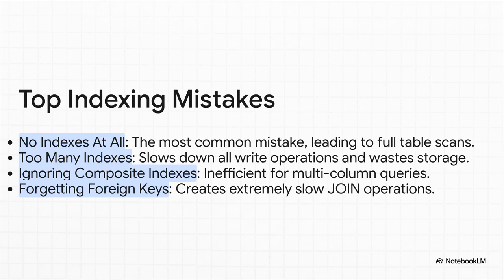Okay, here are the big four you see all the time. Number one is the obvious one, having no indexes at all, which we know is a disaster. But number two is the complete opposite problem, getting index happy and slowing your writes down to a crawl. And then you have numbers 3 and 4, which are a little more subtle but just as important, not using the right kind of index for the kinds of searches you're doing.